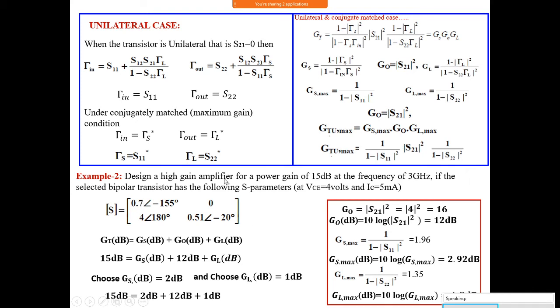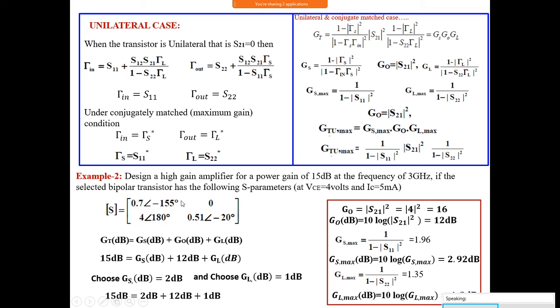Design a high gain amplifier for a power gain of 15 dB at the frequency of 3 gigahertz, if the selected bipolar transistor has the following S parameters. So this is a problem. What are they asking? We have to design an amplifier with a 15 dB gain at 3 gigahertz. They have given a transistor. It has an S matrix like this, at an operating frequency of 3 gigahertz.